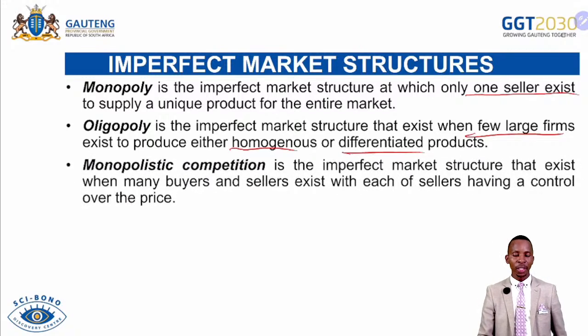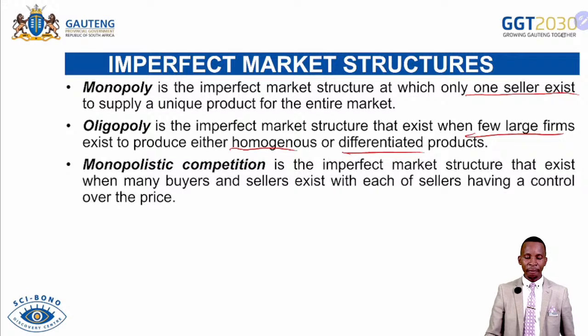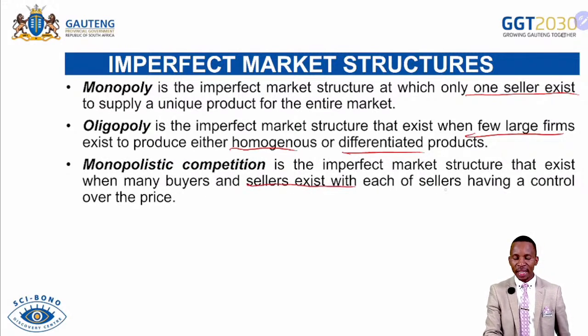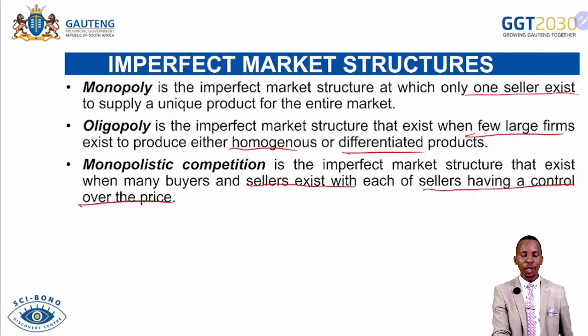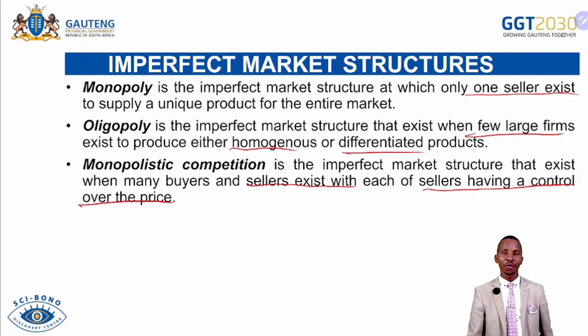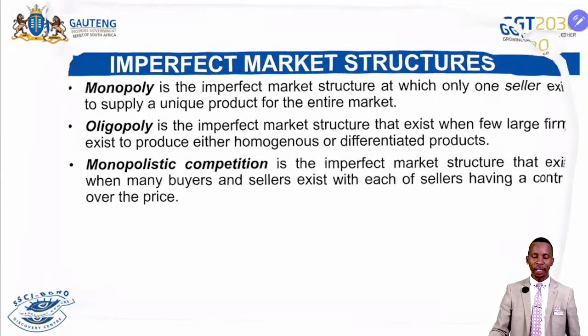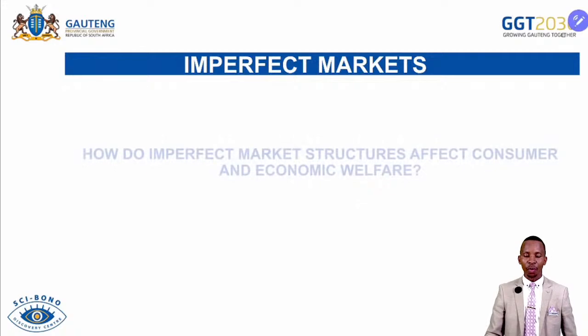And then we have monopolistic competition, which exists if there are many buyers and sellers in the market, with them having control or influence over the price. So that's how it differs from the perfect market. They have control or influence over the price. That is monopolistic competition. Then we continue with the imperfect market.